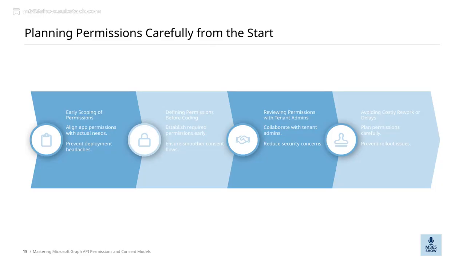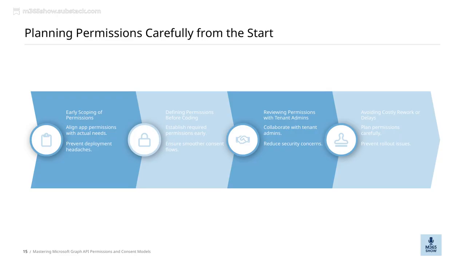Let's talk about planning permissions carefully from the start. This is a crucial step in mastering Microsoft Graph API permissions and consent models. First, it's essential to plan your permissions carefully early on. By doing this, you can prevent potential rollout issues down the line, which could otherwise lead to costly rework or delays. Another key point is to collaborate with tenant admins right from the beginning.